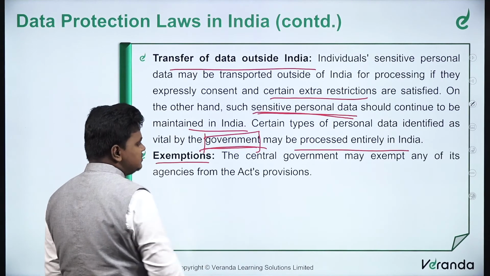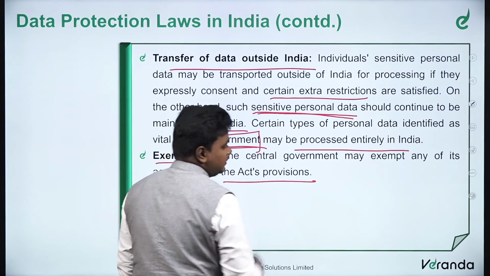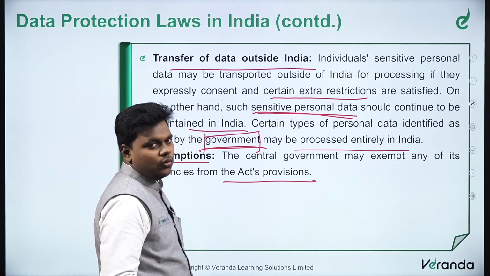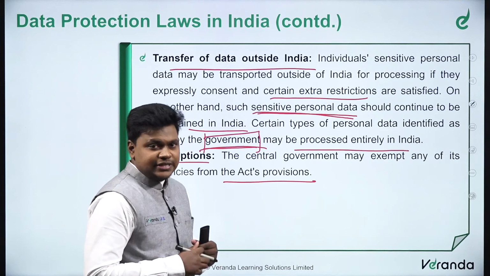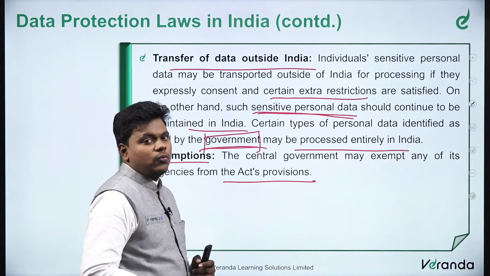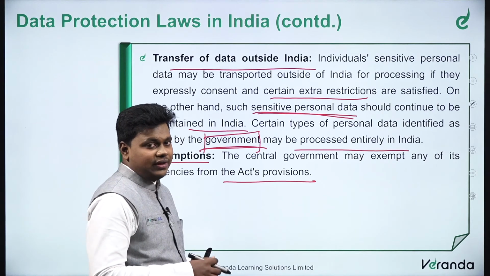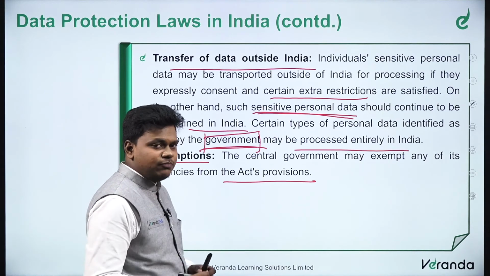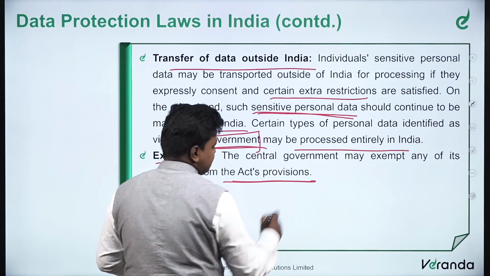So, what are the exemptions? The central government may exempt any of its agencies from the act. That is one of the loopholes, one of the powers the government can use. For example, there are several security agencies that want to know about persons who are actually involved in illicit trafficking or any other activities. Such kinds of persons can be tracked under this exemption.